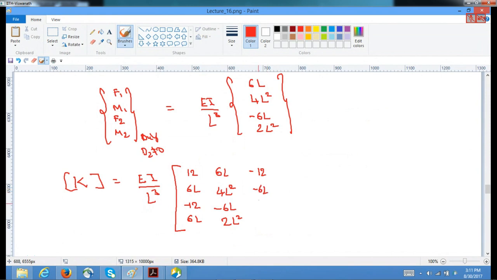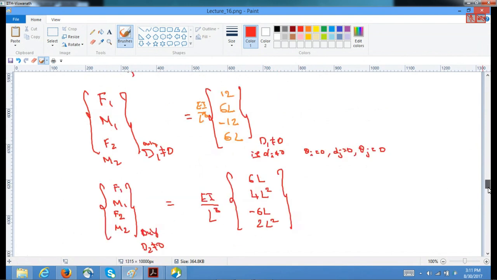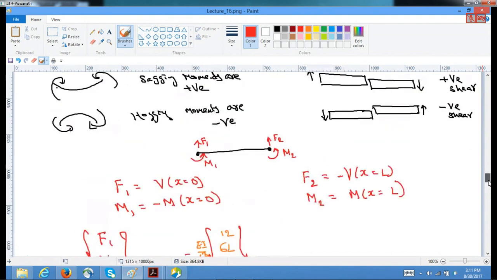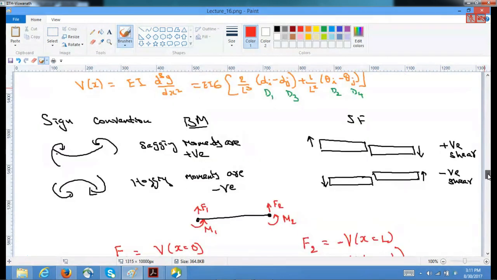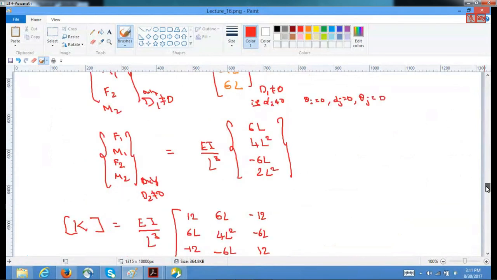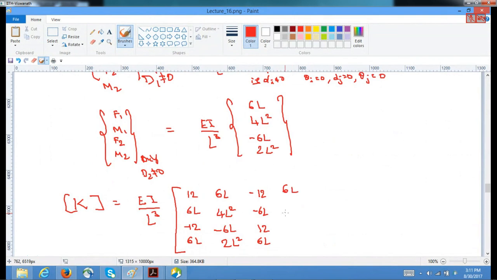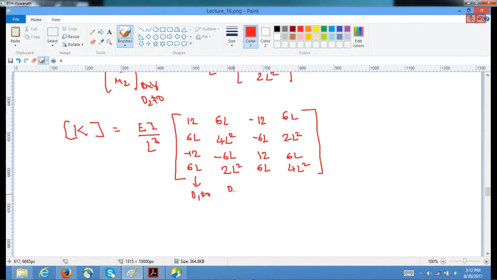So I can quickly write it in this manner, plus 12 and 6L. For the thetas, it is not clearly possible to write it that way because there is a 2 theta i coming up here and then theta j. So better you try to derive it in the fashion that has been given to you. But one can show that it would also follow similar lines, which would be 6L, 2L square, 6L, and 4L square. Again, this corresponds to only D1 not equal to 0, this corresponds to only D2 not equal to 0. That means only D1 not equal to 0, only D2, only D3, only D4 not equal to 0 give these column vectors. This is the K matrix for a beam element.